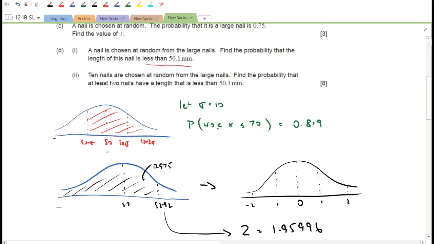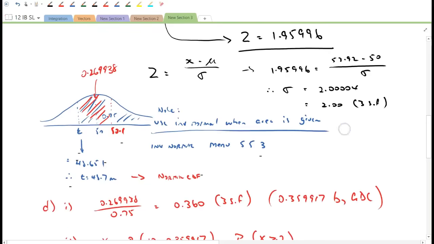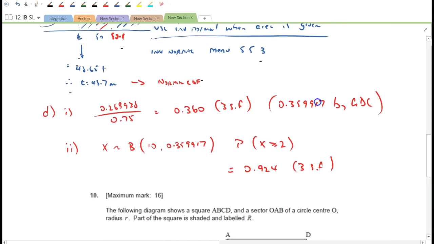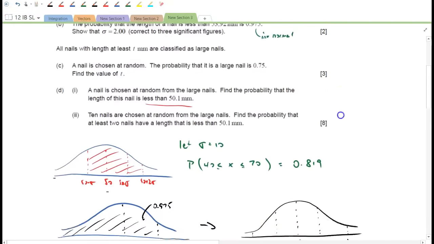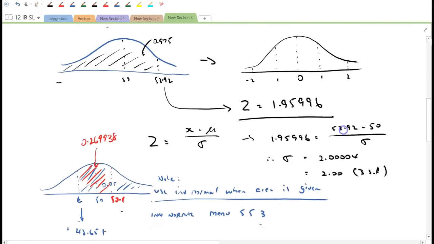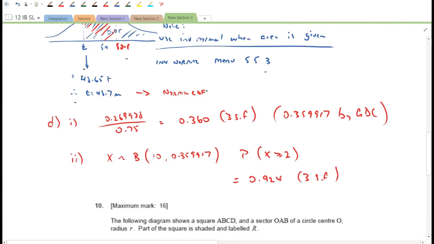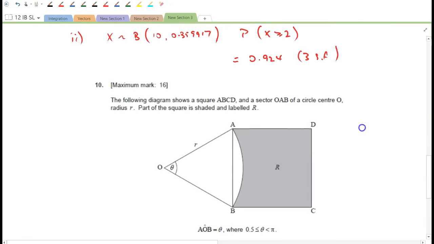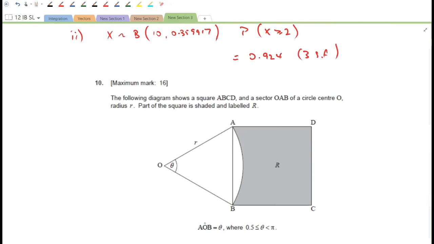less than 50.1 or between 50.1 and T, which is 48.7. So that's question 9, all about the normal distribution, and it brings in a little binomial at the end there, which is also not unusual for the examiners to do. Okay, I'm going to pause now, and then we'll look at question 10.